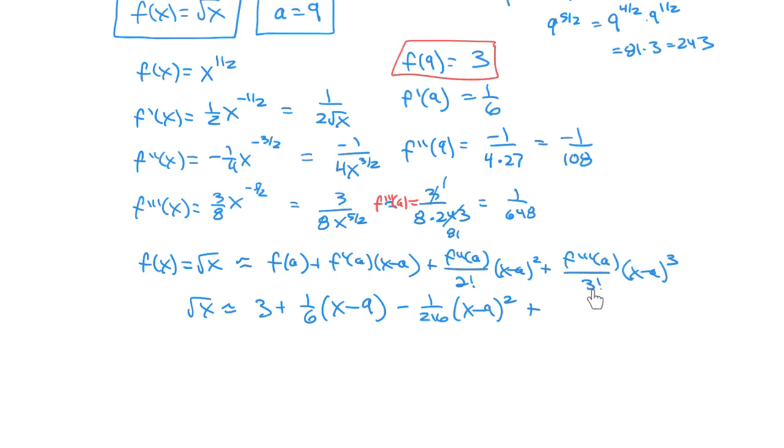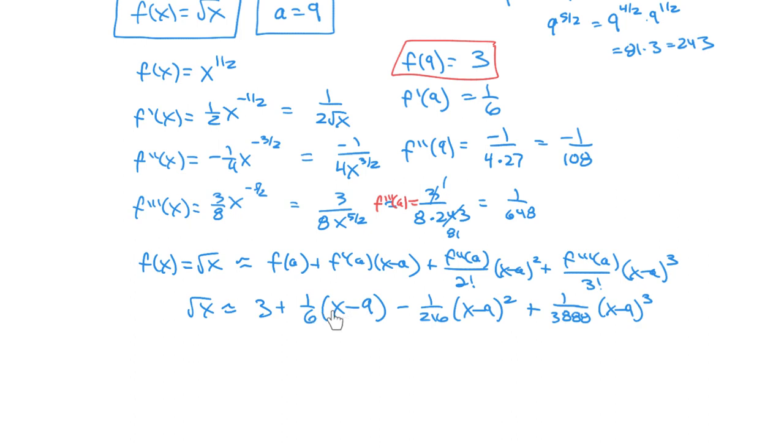Then we have to divide that by 6, right? So I did this in the calculator real quick, and what I got was 1 over 3,888 times x minus 9 cubed. So this is our Taylor series approximation for the square root of x centered at 9, right? This is for one centered at 9.